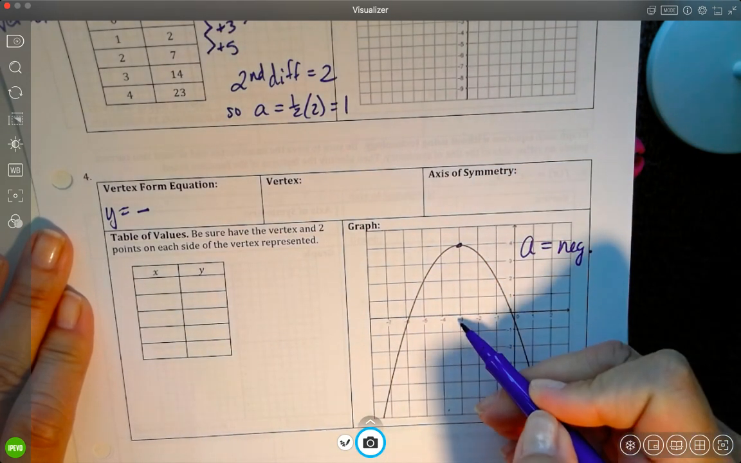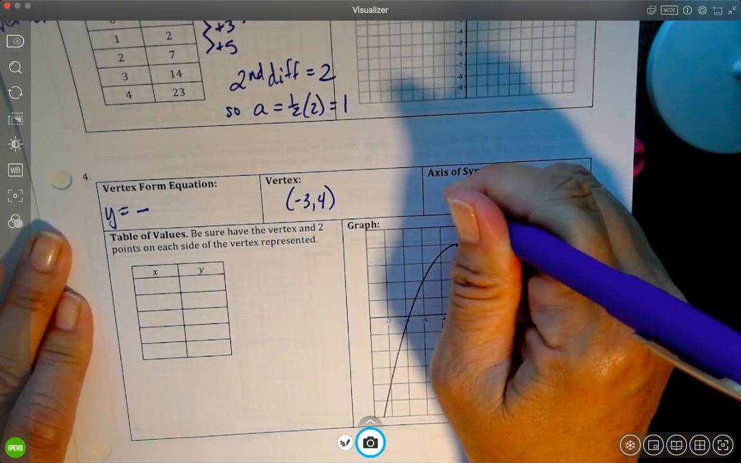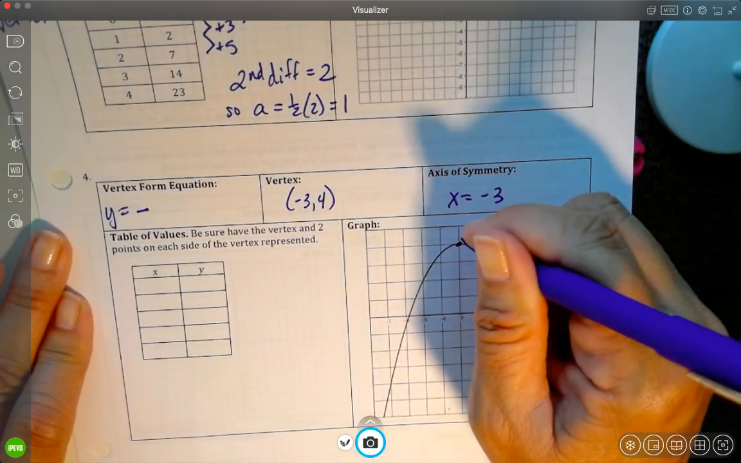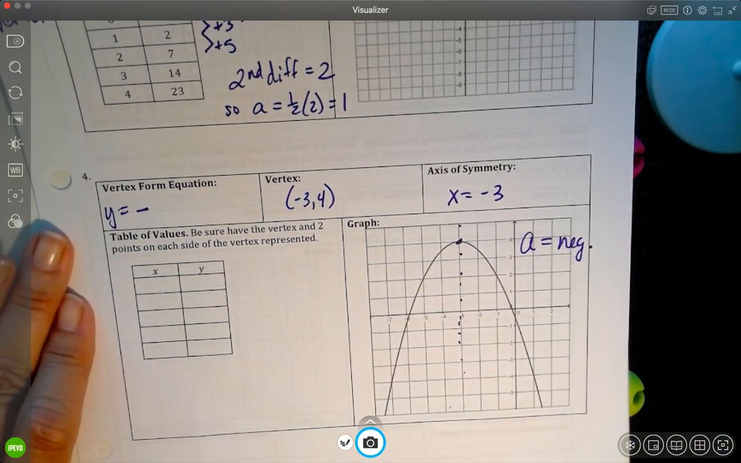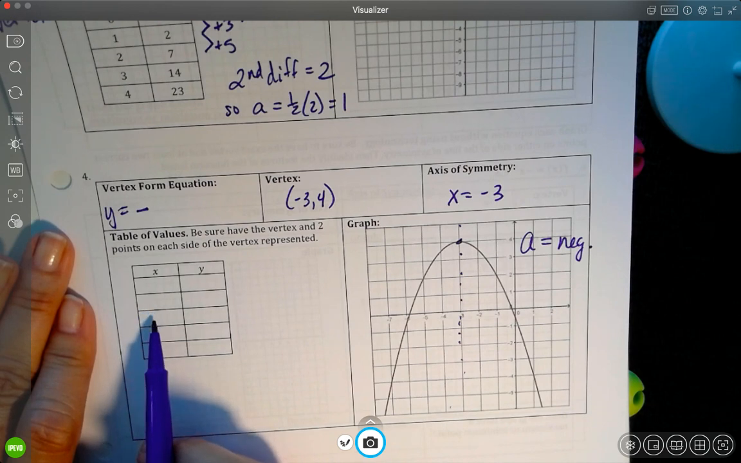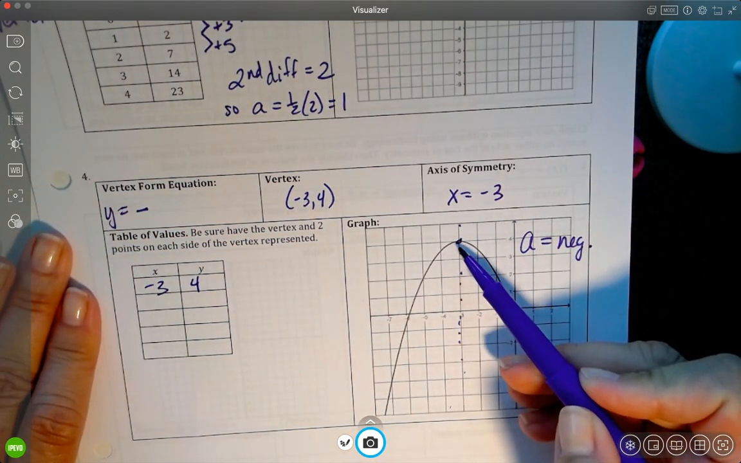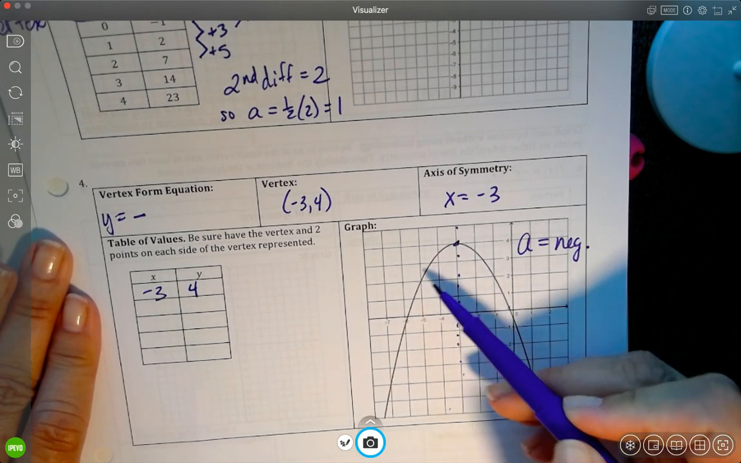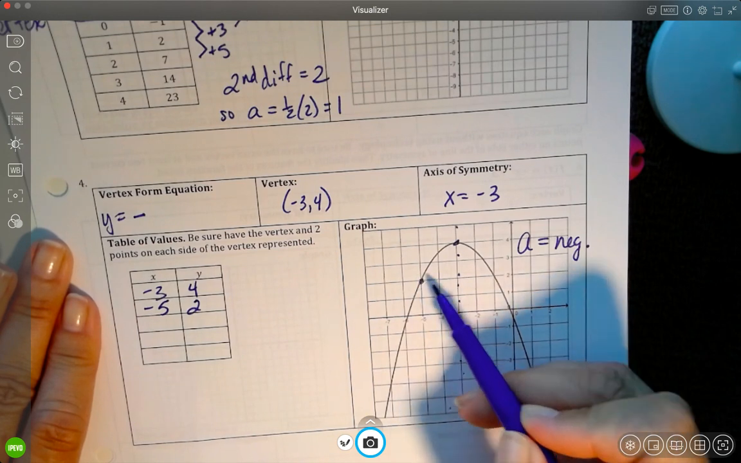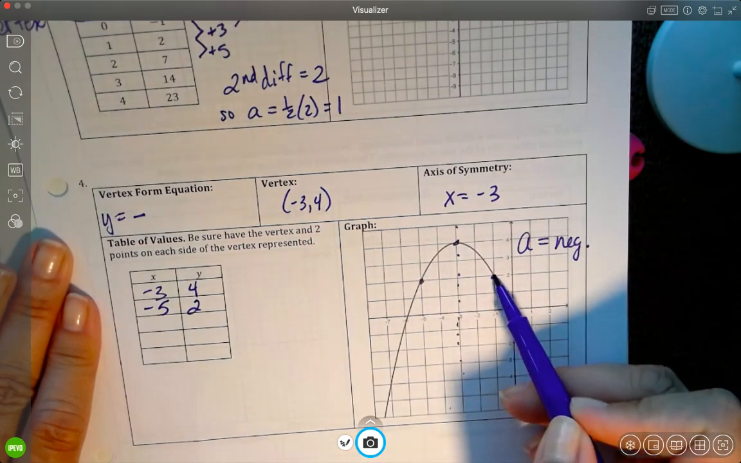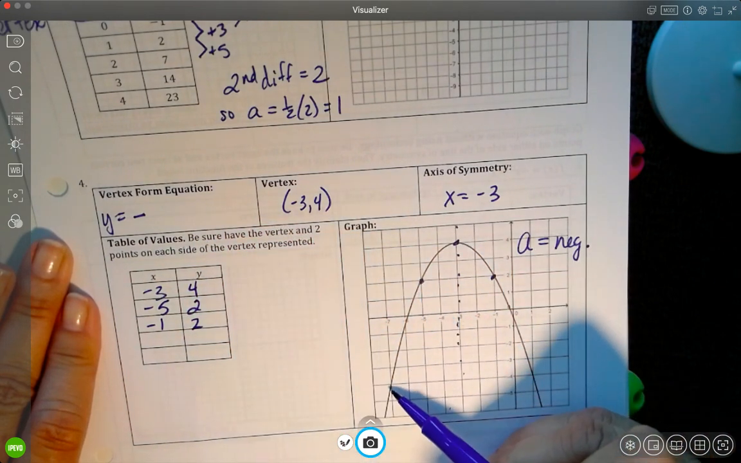-3, 4. So my axis of symmetry is x equals -3. I'll go down like this. Right. And then I can fill out this table. So -3, 4 is my vertex. I want to find another corner point. Oh, -5, 2. And its reflection, which is -1, 2. And then I want to find another corner point. Let's start right here, -7, -4.